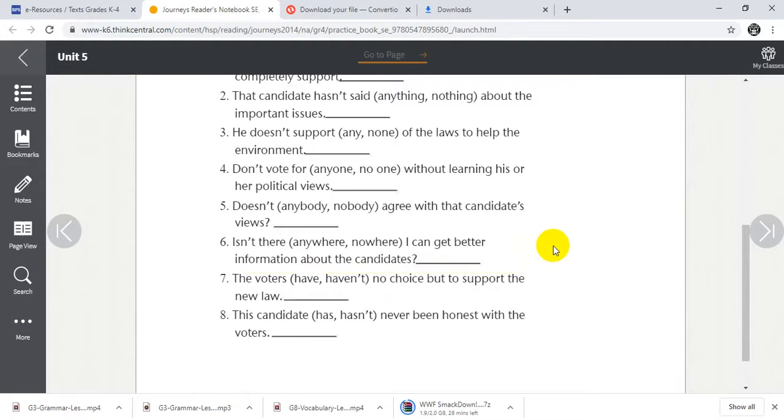Alrighty. Number 8. This candidate has or hasn't never been honest with the voters. Never is a negative, hasn't is a negative, so we're going to choose has, right? Great job. Okay, easy, I think, right?